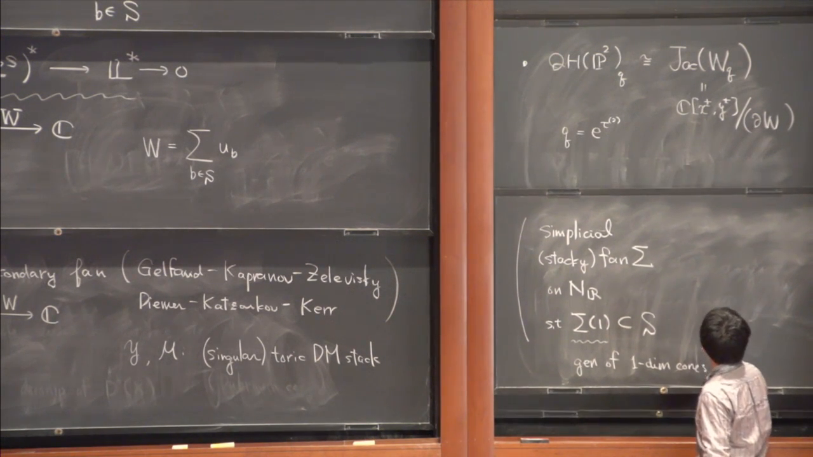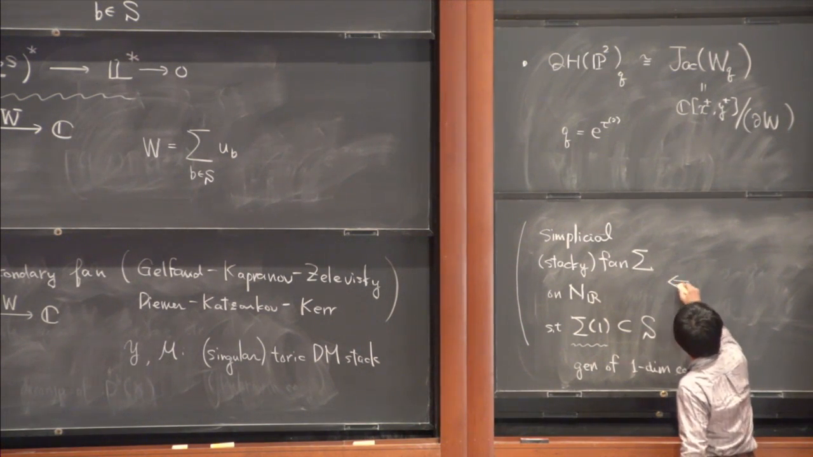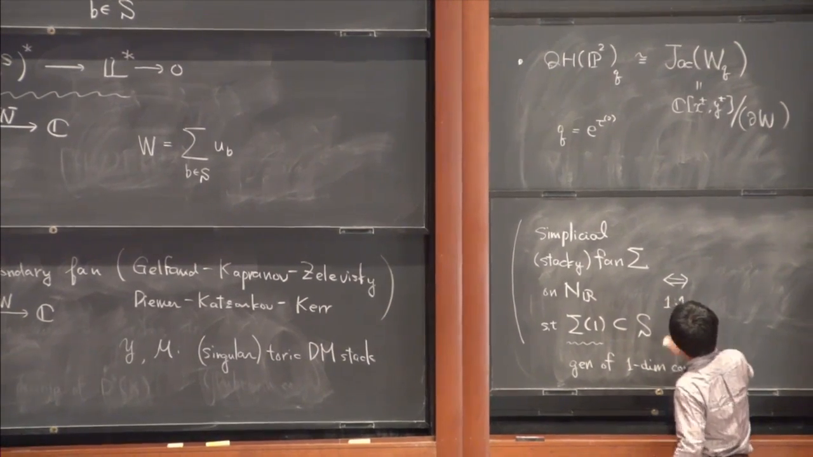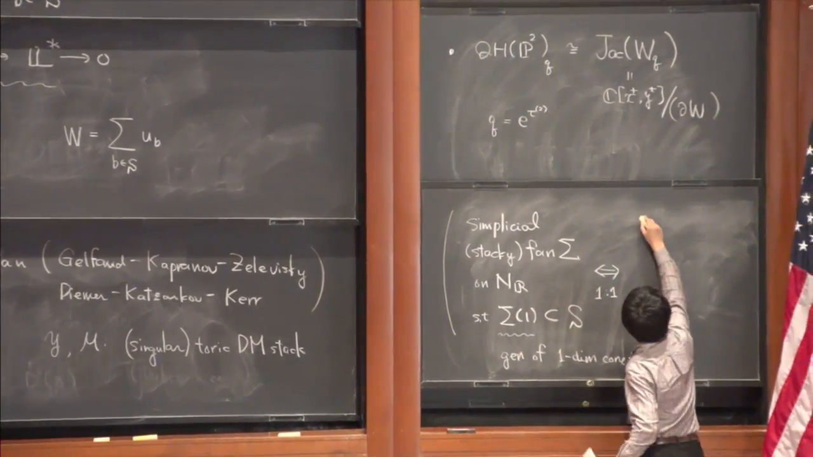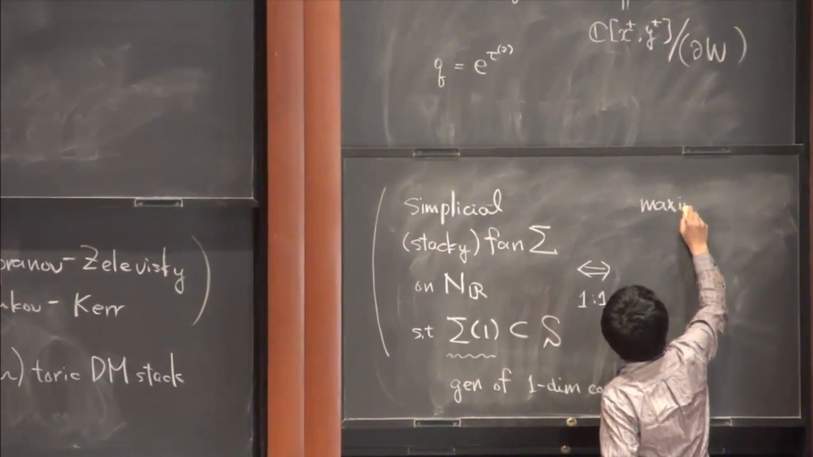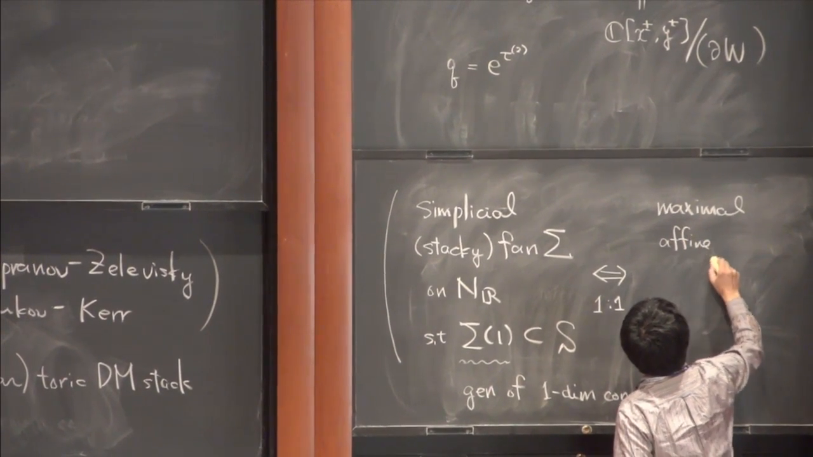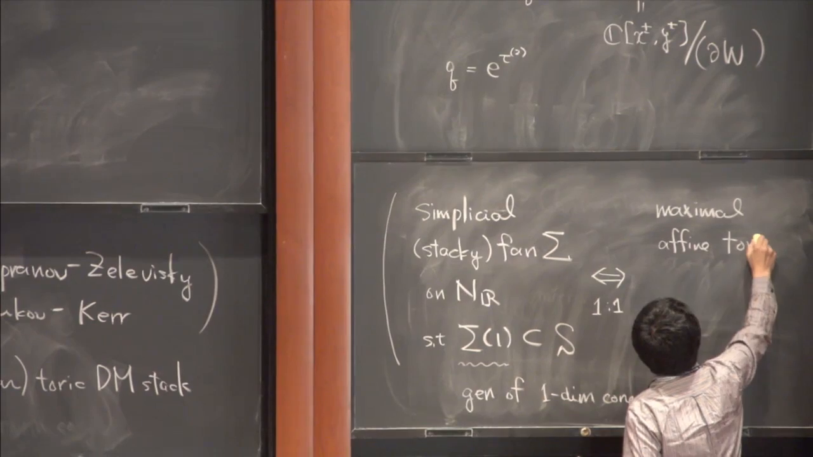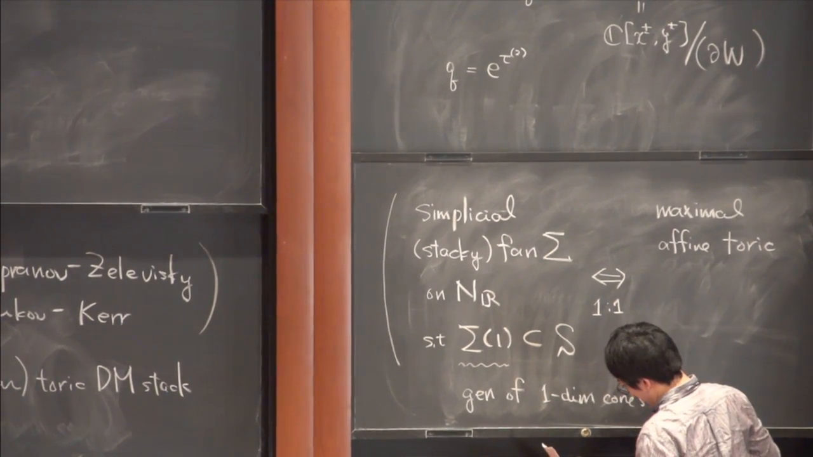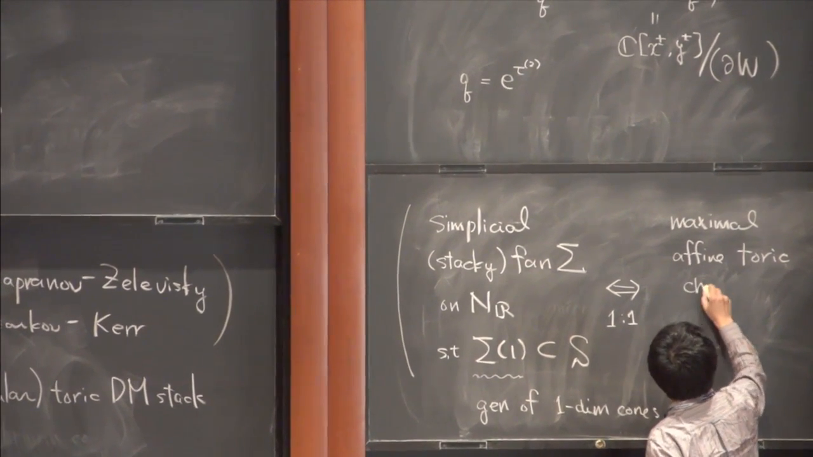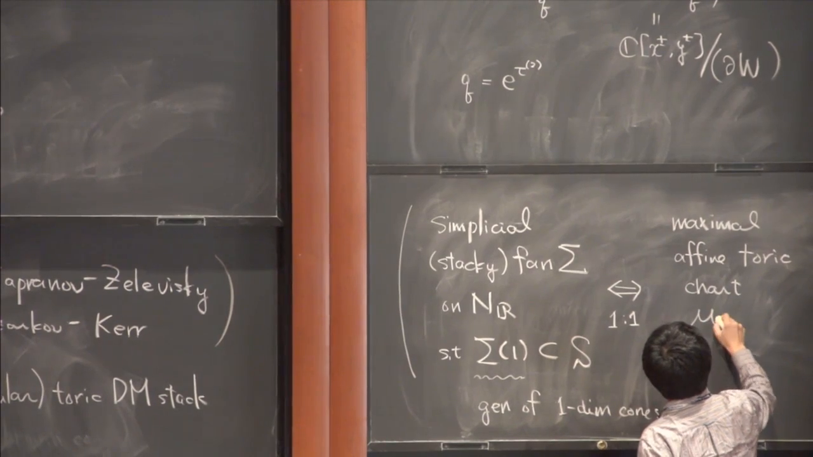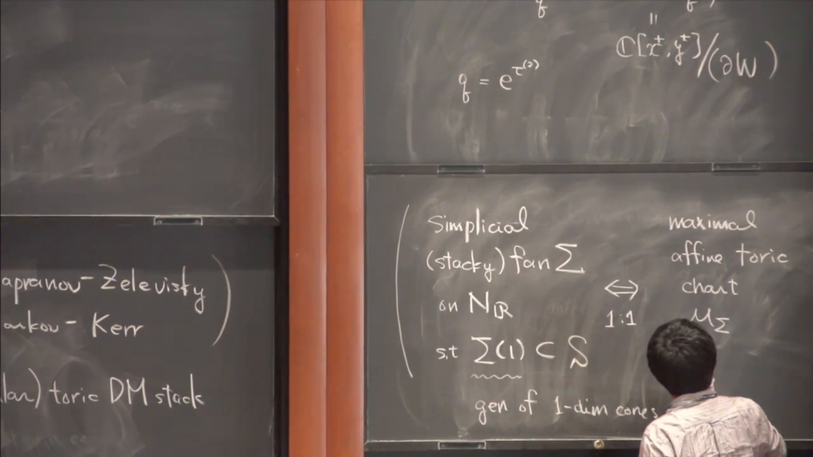This corresponds, in one-to-one correspondence, to the maximal affine toric charts M_sigma to Y_sigma.